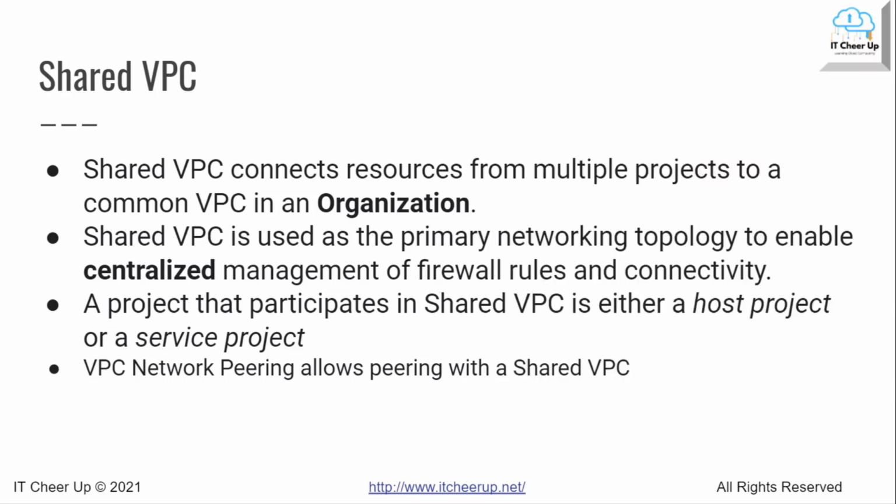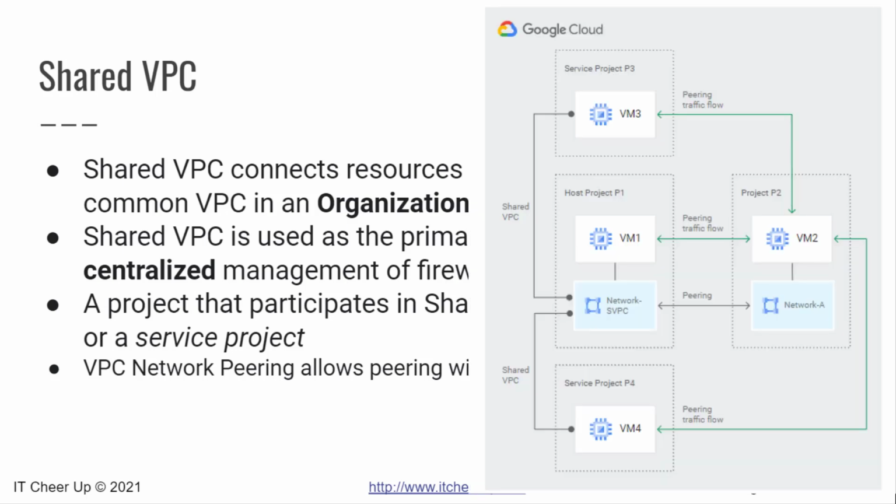A VPC network peering allows peering with a shared VPC. So let's take a look at this example of VPC network peering with the shared VPC. You can see in this diagram, network SVPC is a shared VPC network in the host project P1. Service projects P3 and P4 are able to attach VM instances to the network SVPC.